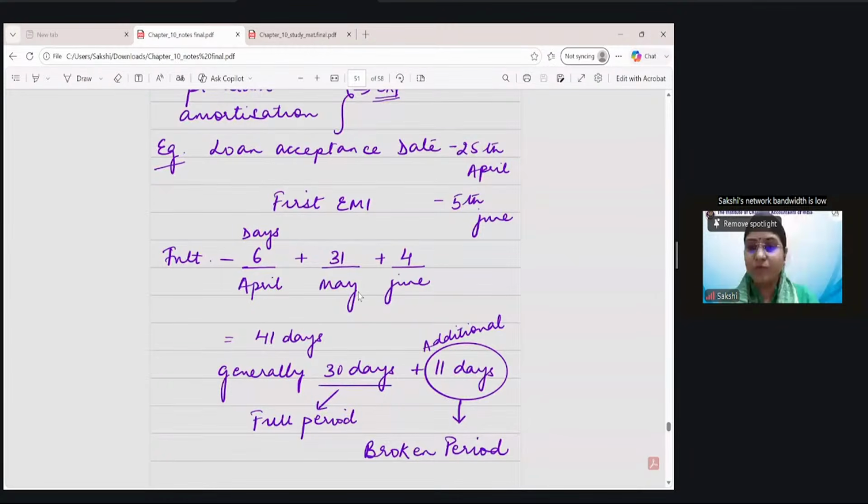Usually the full period we consider as 30 days, but here it is 41 days. That is 11 days additional interest has to be accounted for. So this 11 days is called broken period.